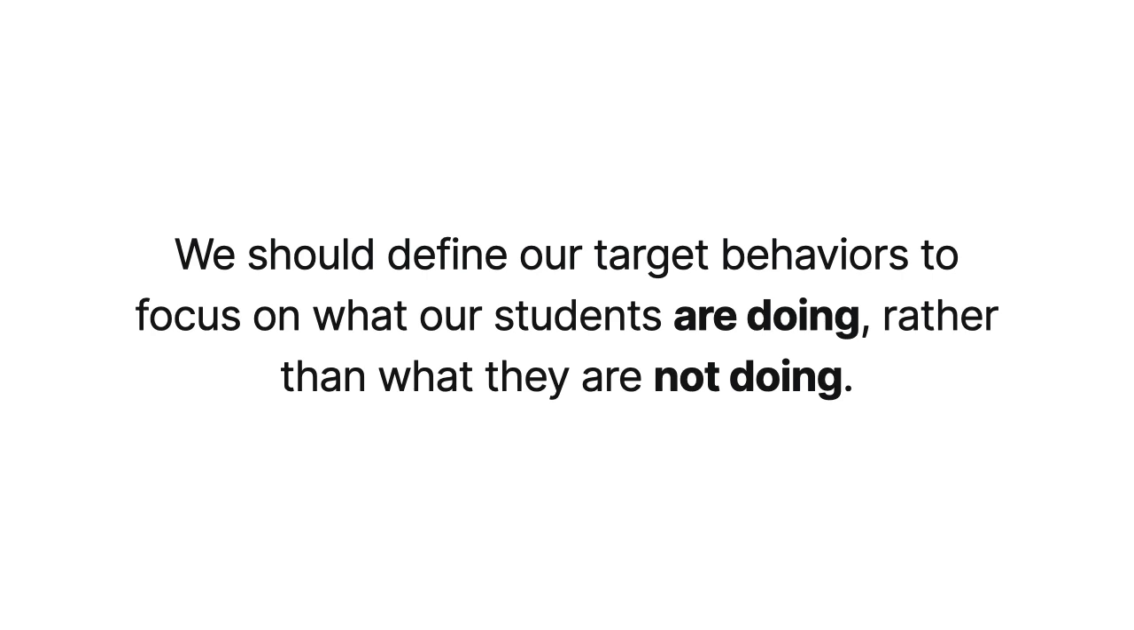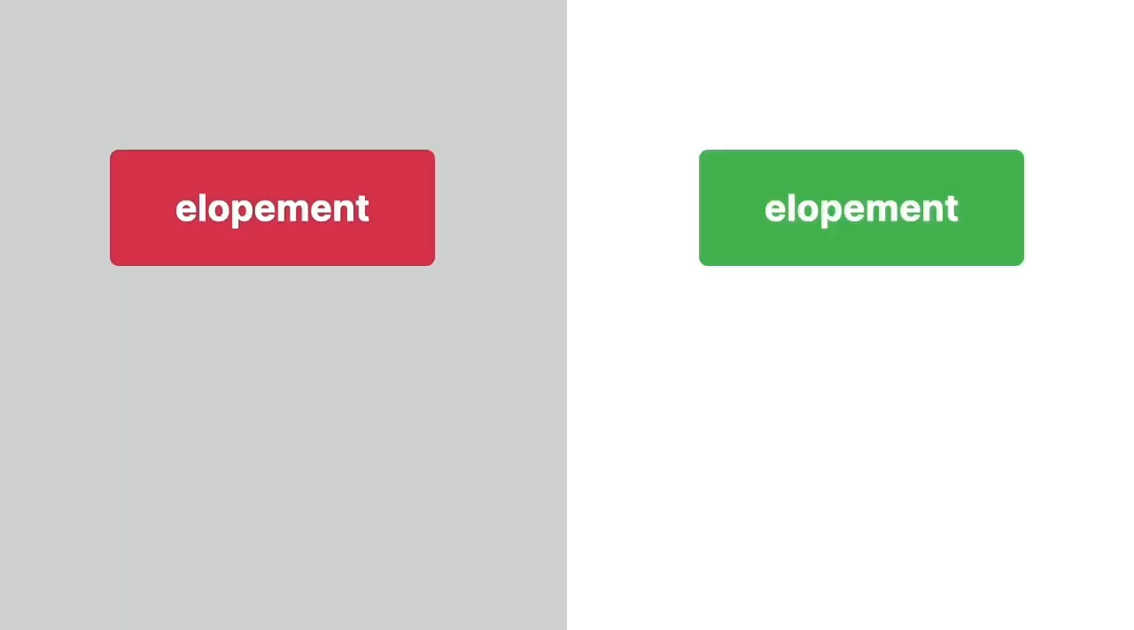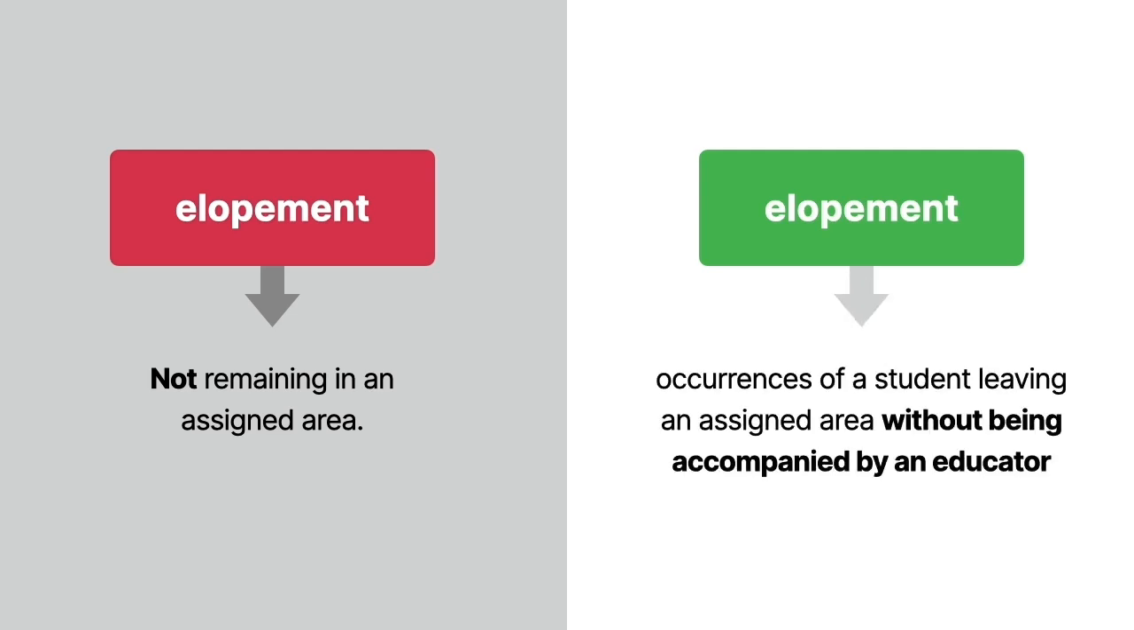With this in mind, it is important that we define our target behaviors to focus on what our students are doing, rather than what they're not doing. For example, rather than defining elopement as not remaining in an assigned area, a student support team may instead define elopement as occurrences of a student leaving an assigned area without being accompanied by an educator or without educator permission.